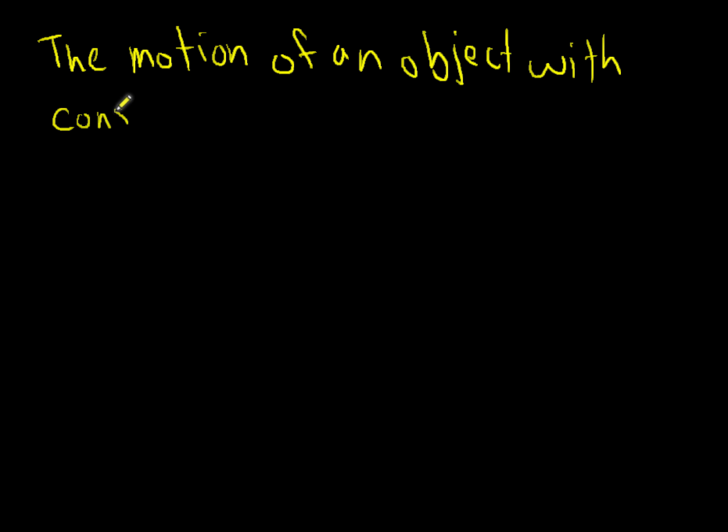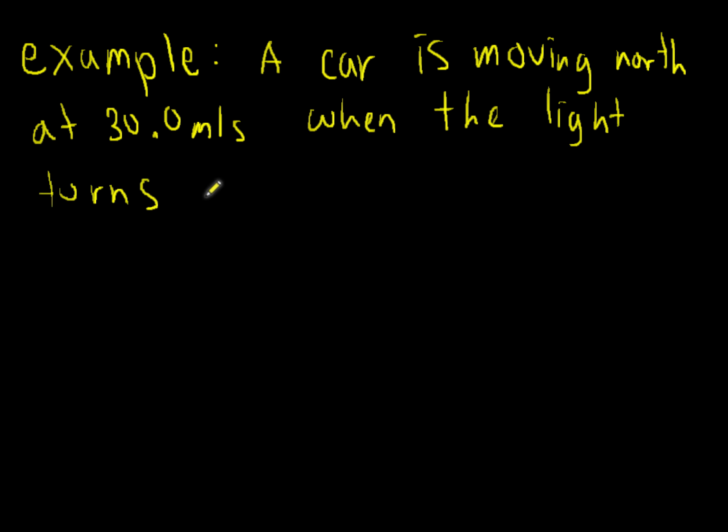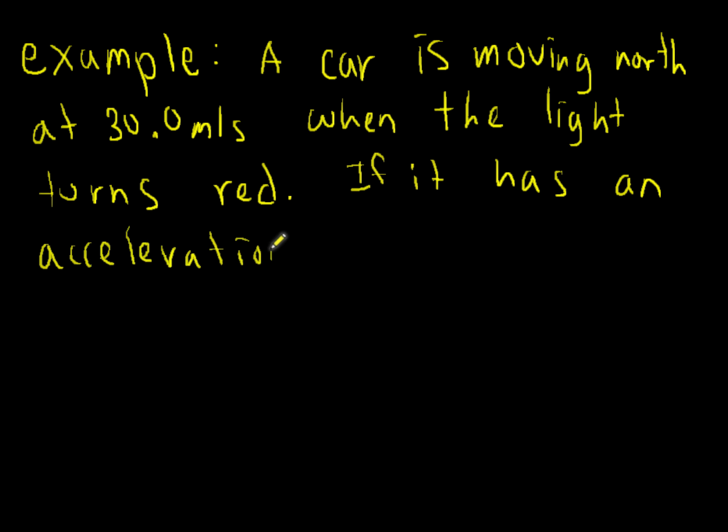A car is moving north at 30 meters per second when the light turns red. If it has an acceleration of 8 meters per second squared south, how far does the car travel?